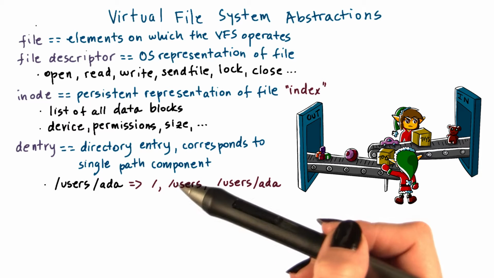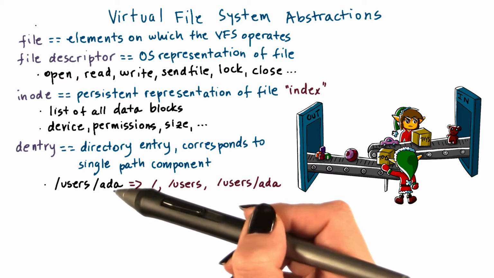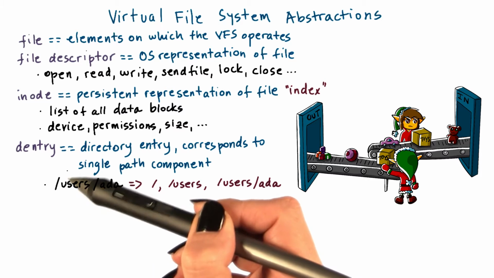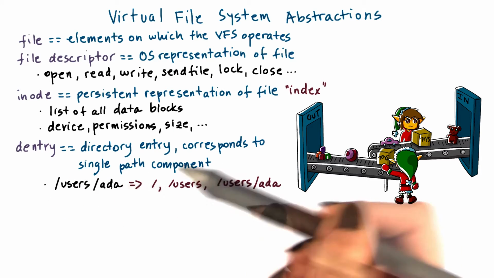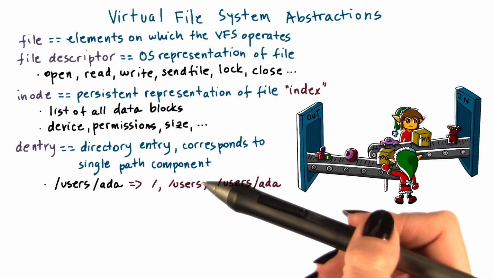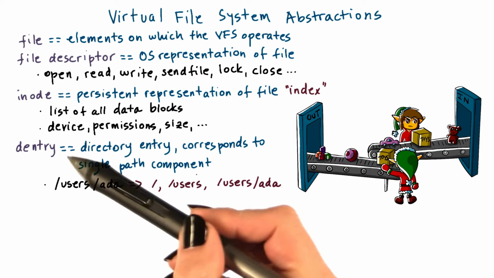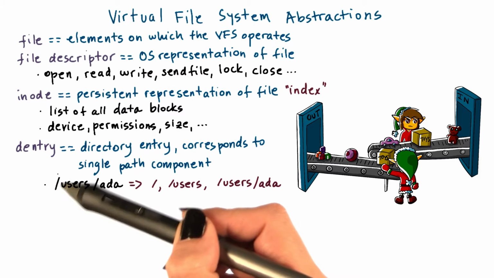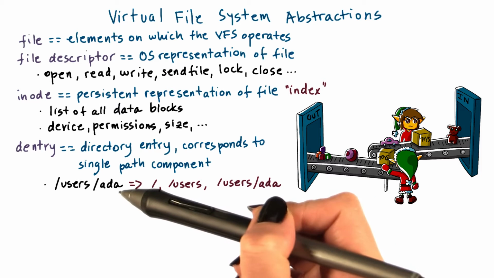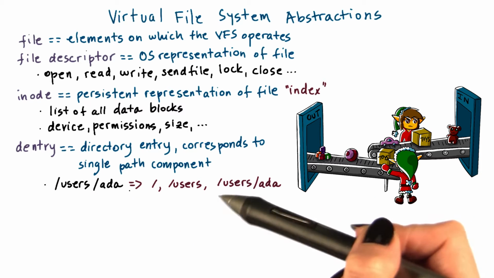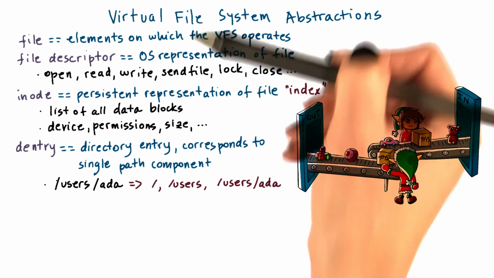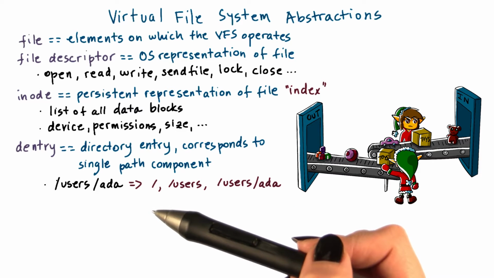For instance, if we're trying to reach a file that's in the directory named ada, we would have to traverse this path, /users/ada. In the process, the virtual file system will create a dentry element for every path component: for /, then for /users, that's the second directory in this path, and then finally for the third directory in this path, /users/ada. Note this first slash corresponds to the root directory in the file system structure.